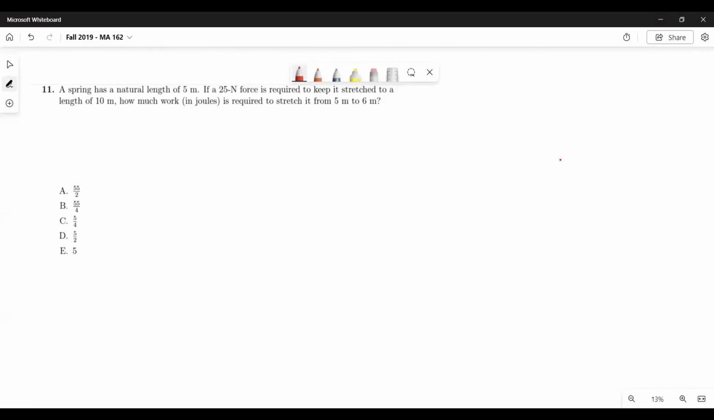So this question asks, how much work is required to stretch it from 5 meters to 6 meters? If you remember the equation, force is equal to k times x. We are given the force is 25 N, and we want to find the k value. 25 N is required to keep it stretched to a length of 10 meters, and its natural length is 5, meaning it's stretched by 5 meters. So x is the difference of the length that is stretched, which is 5. So k is equal to 5. Okay, so we have then F of x is 5x.